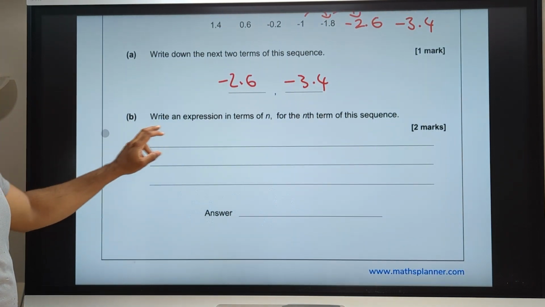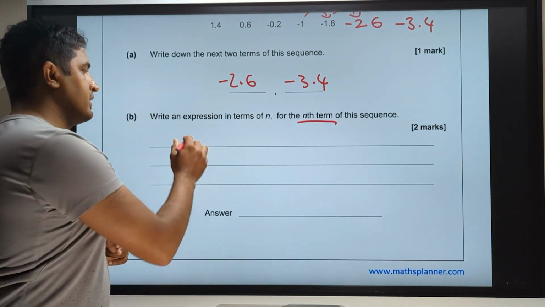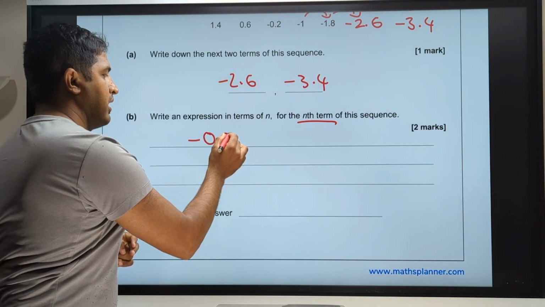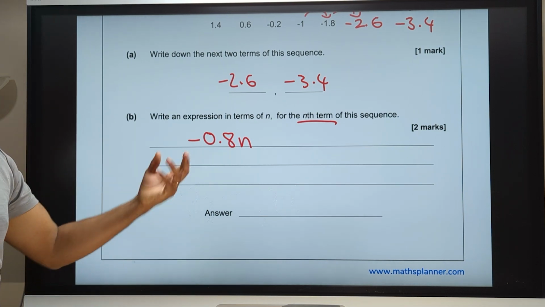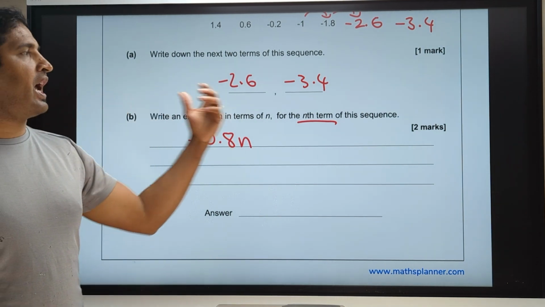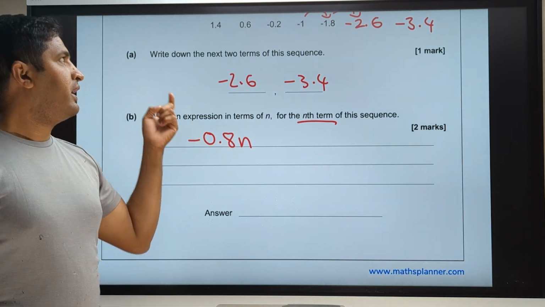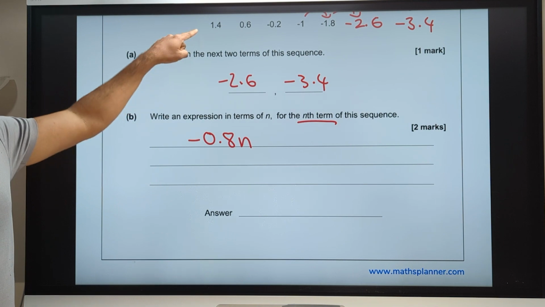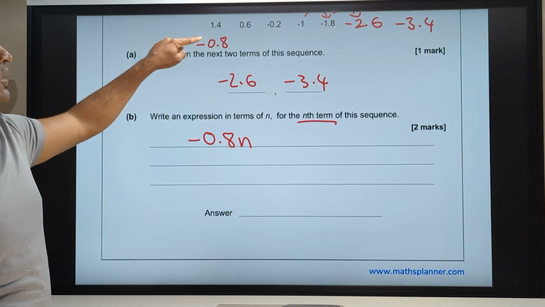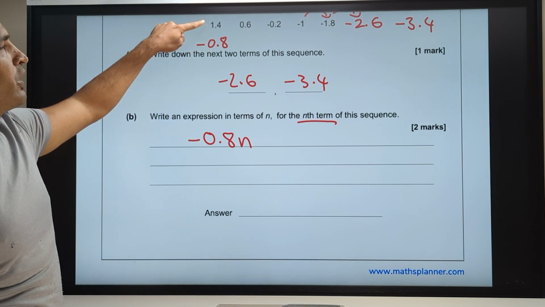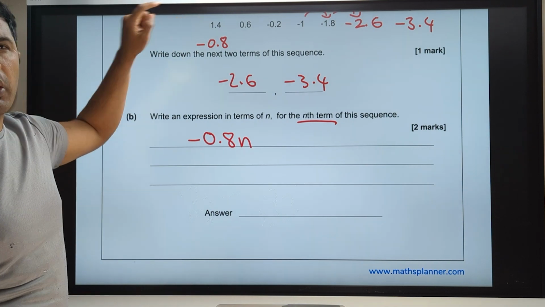Write an expression for the nth term of that sequence. So we're taking away 0.8 every time. So in your nth term you'd be adding negative 0.8 every time. If you're looking for the nth term, you're going to be adding n lots of negative 0.8. And when you do that, your starting value would be negative 0.8. First term should be that. But I don't want negative 0.8. I want positive 1.4. So how do I go from negative 0.8 to positive 1.4?